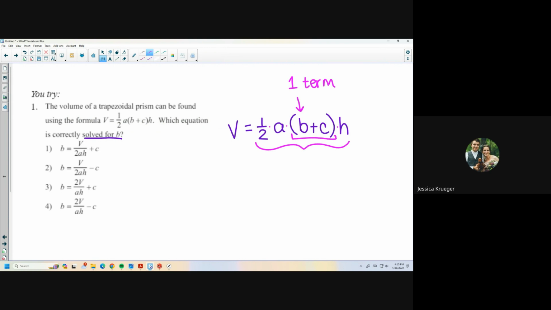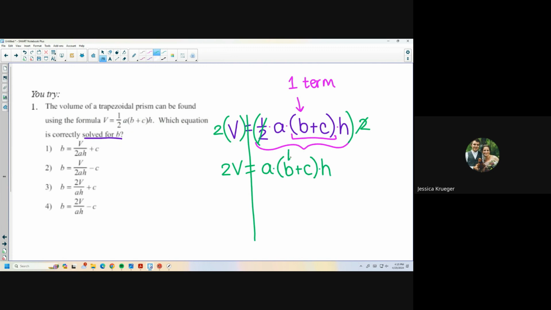So my very first step is I'm going to get rid of my fraction. And the way I'm going to do that is by multiplying both sides by 2. So go ahead and pause the video and see if you can figure out what'll be on the left and the right after we multiply both sides by 2. What you should get on the left is 2V. On the right, this 1/2 and this 2 are going to cancel out. So I'm going to get A times my parentheses times H.